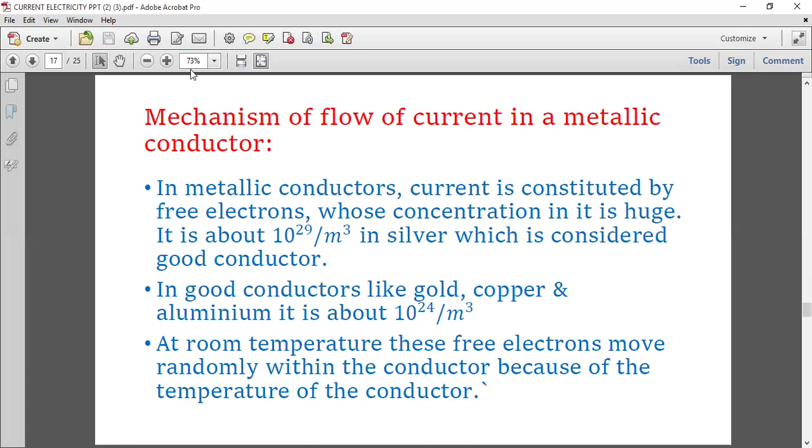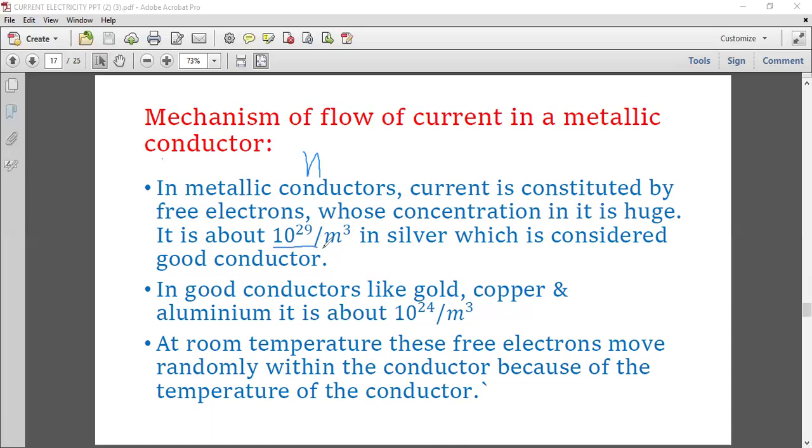This you can see here. In a metallic conductor, current is constituted by the free electrons, whose concentration in it is huge. Means concentration free electrons का बहुत होता है. Concentration means free electron density, जिसको किस सिंबल से डिनोट करते हैं, स्मॉल n से. Number of free electrons per unit volume.